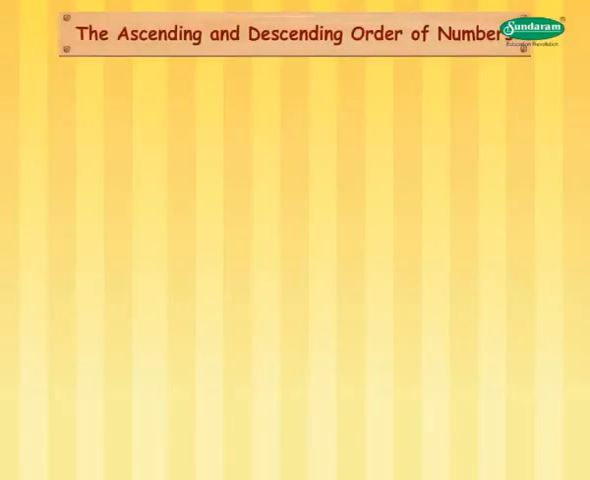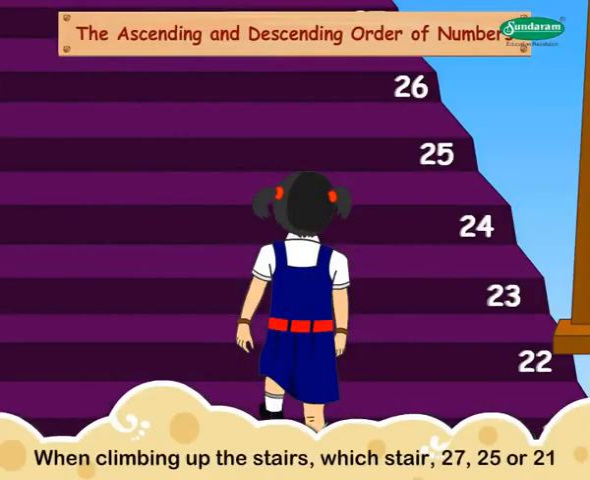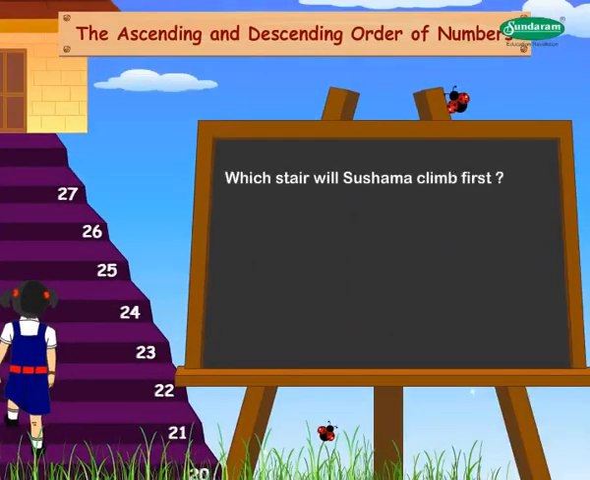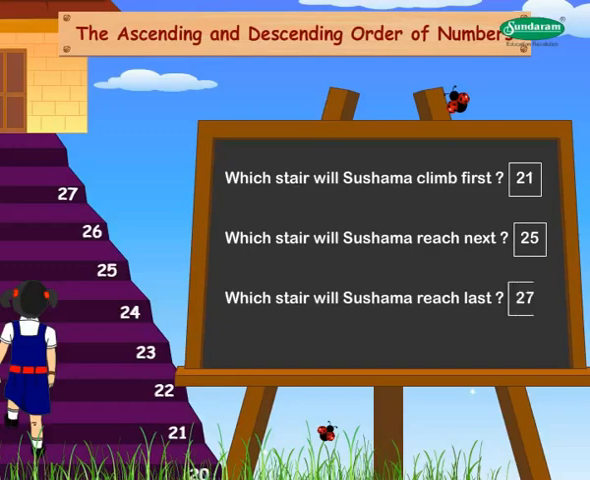The ascending and descending order of numbers. When climbing up the stairs, which stair out of 27, 25 or 21, which stair will Sushma climb first? 21. Which stair will Sushma reach next? 25. Which stair will Sushma reach last? 27.